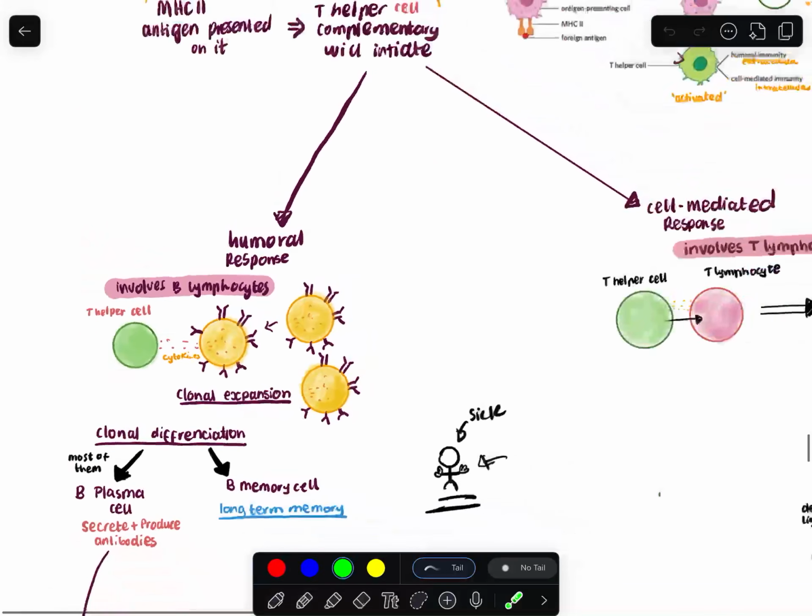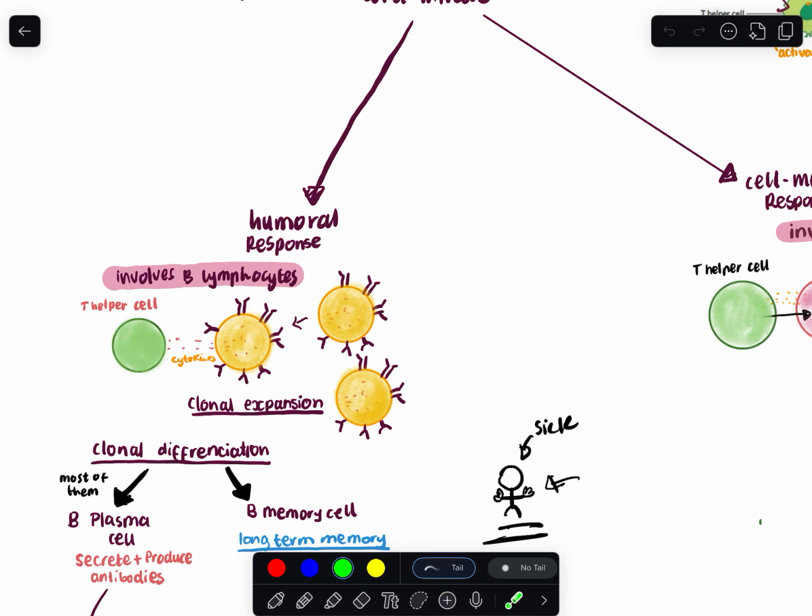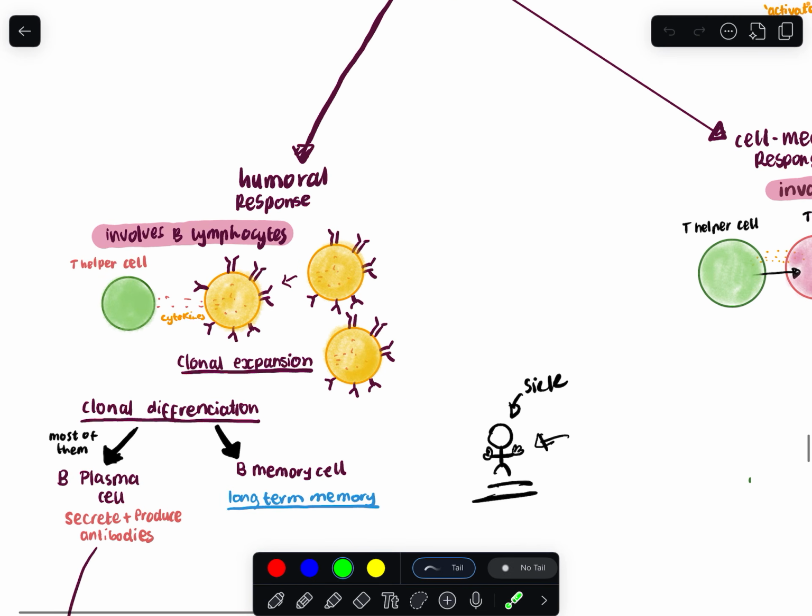Here we have the humoral response, which involves extracellular pathogens and B lymphocytes. The T helper cell secretes cytokines to activate a specific B lymphocyte that will work to destroy that specific pathogen. When this B lymphocyte is activated by the cytokines released by the T helper cell, it will undergo clonal expansion, where many copies of that B lymphocyte will be made.